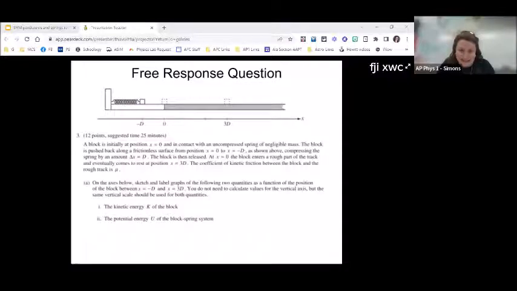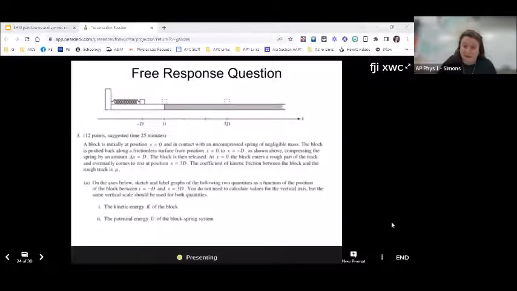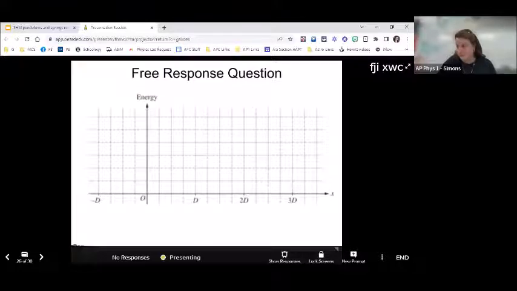And then it's released and it pushes forward. And here's where it gets interesting. It's going to hit a rough part of a track, which means we've gone from 0 friction to what do we do when there is friction? Excuse me. So we're going to try drawing on a graph what happens between -D and 3D. So we're starting at 0, we can push it to the left, and then it moves over to the right. So think about what you would put for kinetic energy and what you would put for potential energy on our graph. And you should be able to just draw on the graph.